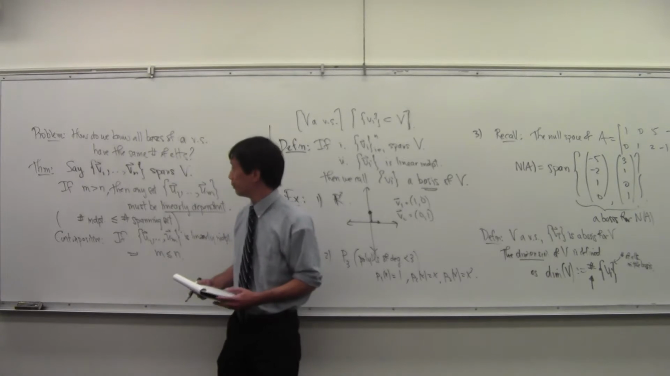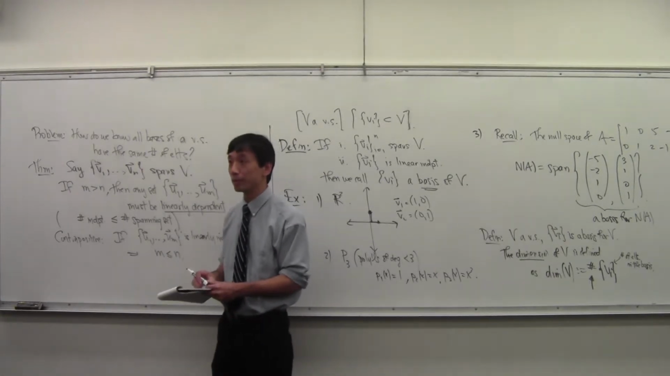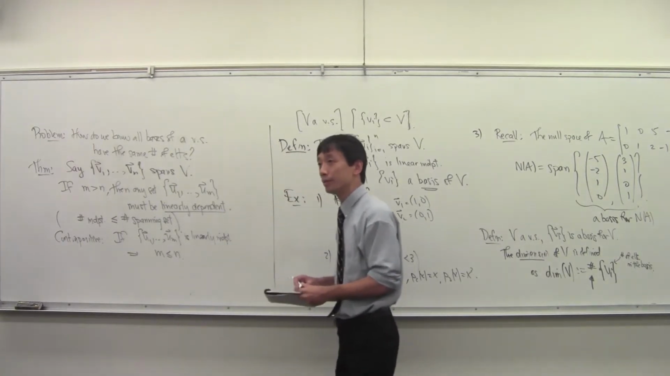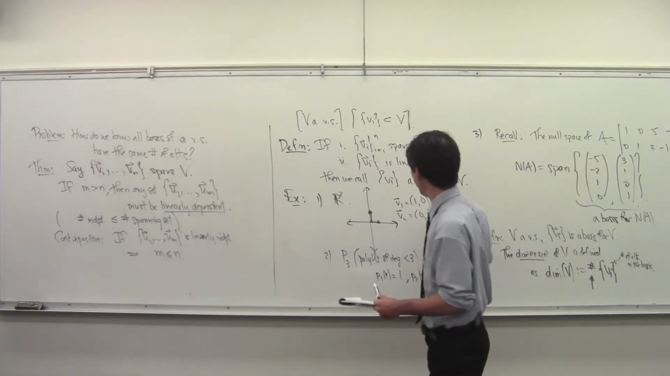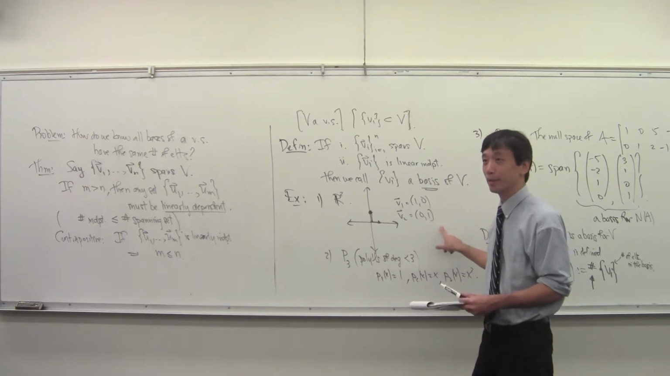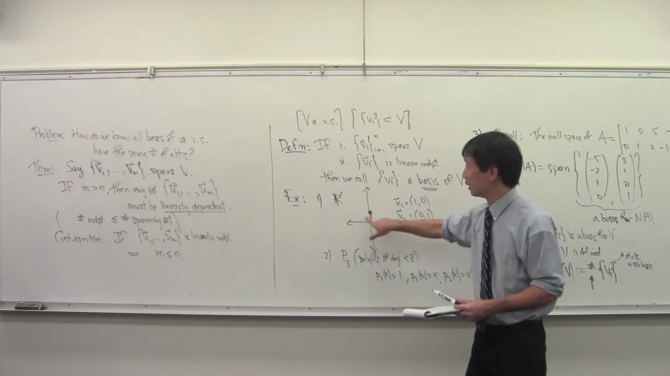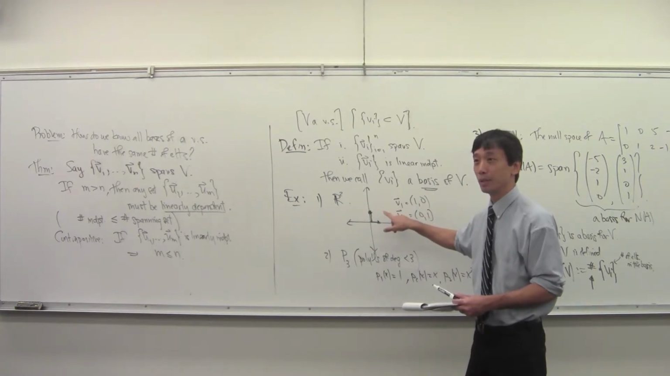Let me say that the number of vectors in the independent set must be less than or equal to the number of elements in the spanning set. So for example, here's an independent set. It has two elements. But a spanning set in R2 would also have two elements, right?